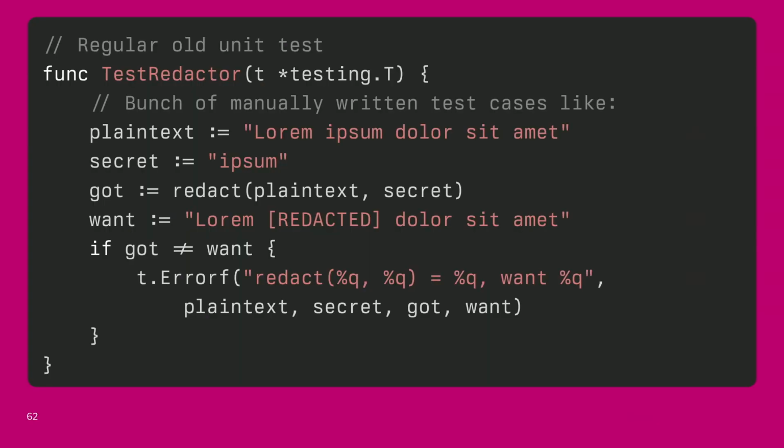So here's a unit test that might exist in Go. It will look a little bit different to other unit tests that some of you may have written, but the basic idea is always going to be the same. Here's some input, we call a function, we compare it to some output that we want, and if the output doesn't match, we fail the test.